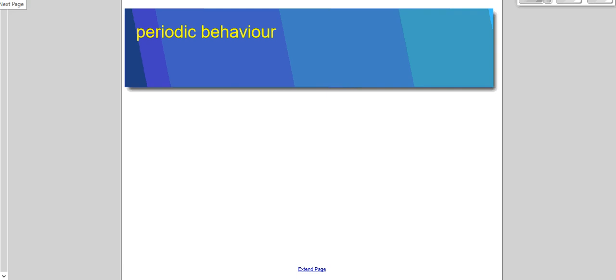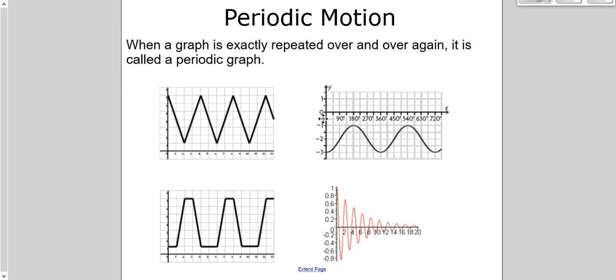But let's take a look at what these graphs could look like. So periodic motion is when a graph is exactly repeated over and over again. It's what we call a periodic graph. If we take a look at some of these graphs, it can give us some examples.